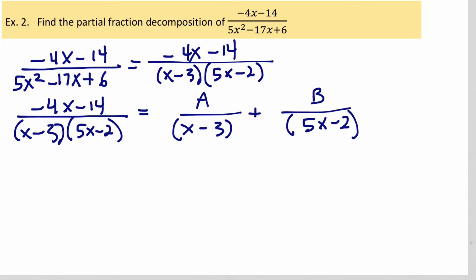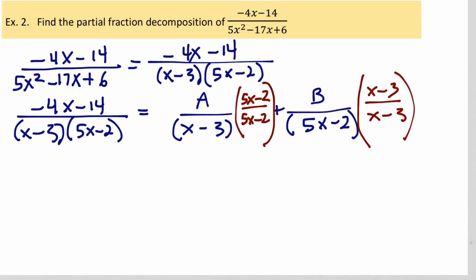So now we use our technique of finding the common denominator. So I'm going to multiply by these forms of 1 here in order to get common denominators all across the board. So now we can simplify that.